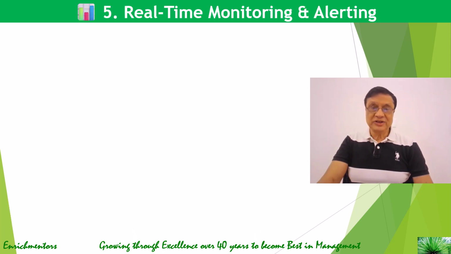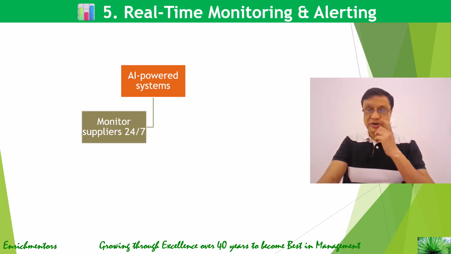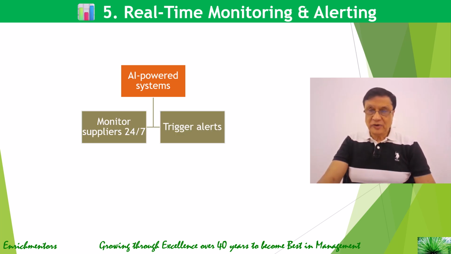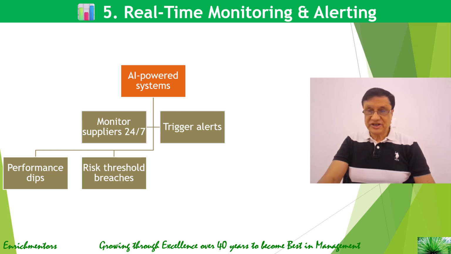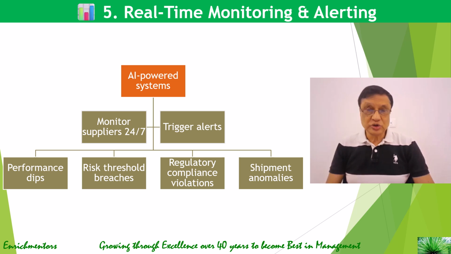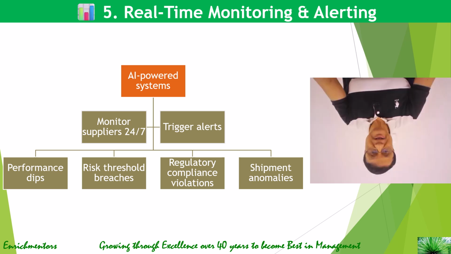Then, once you have the data picked up, algorithms selected, and signals being generated and integrated, you need to do real-time monitoring and alerting. AI-powered systems monitor suppliers 24/7 and trigger alerts for performance dips, risk threshold breaches, regulatory compliance violations, and shipment anomalies. So that's an example of how AI-powered systems monitor suppliers 24/7 and trigger alerts.